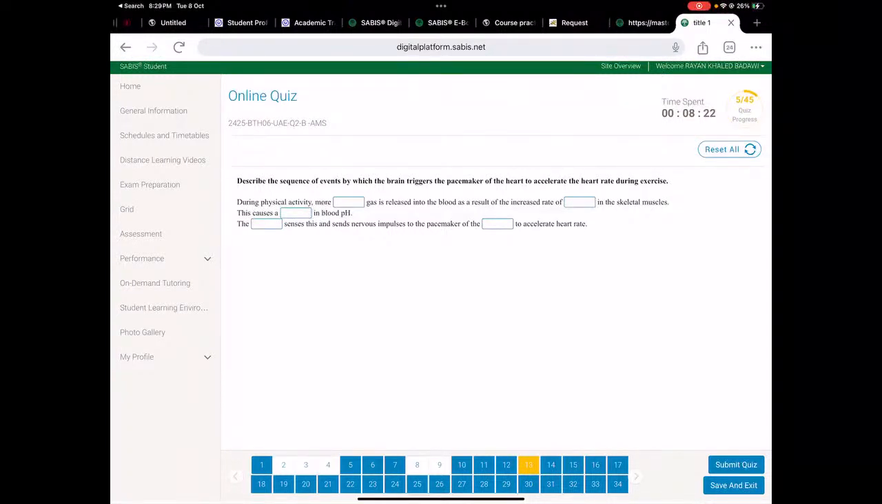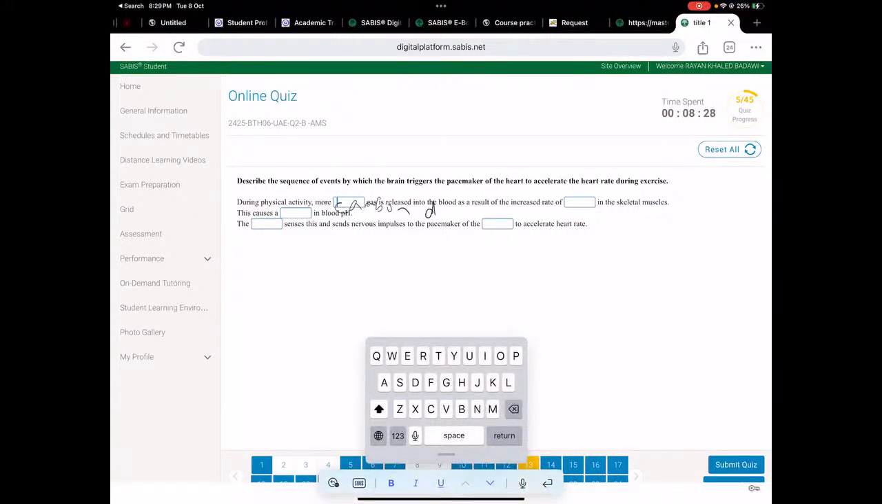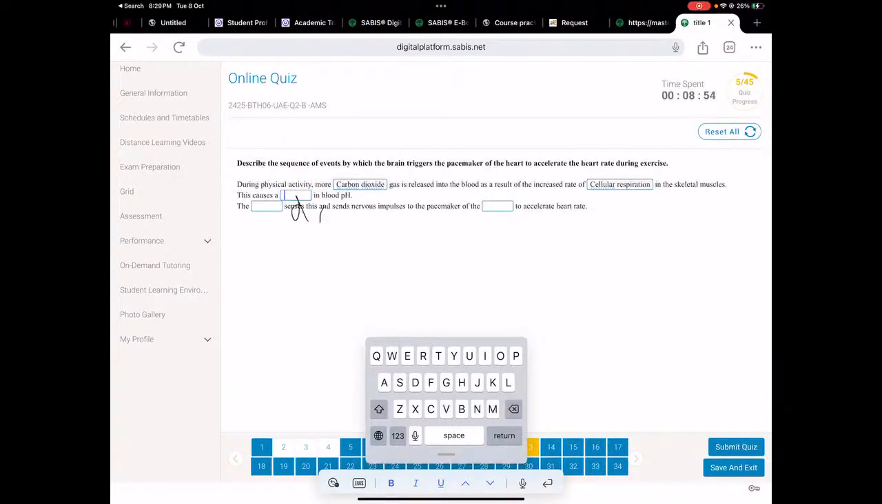Okay, let's do this. During physical activity, what happens? Of course, more carbon dioxide gas is released as a result of increased rate of cellular respiration. Okay. Can I do 11? Okay, I'll do 11 now. This causes a what? A decrease or a drop in pH. Okay, I think they want me to write drop. A drop in pH. The brain will sense this, okay? And then sense the pacemaker of the heart.